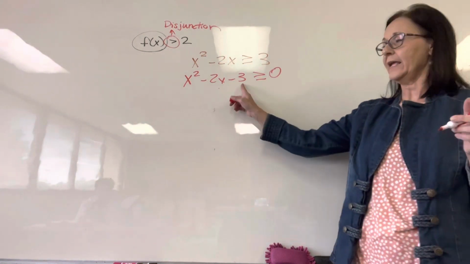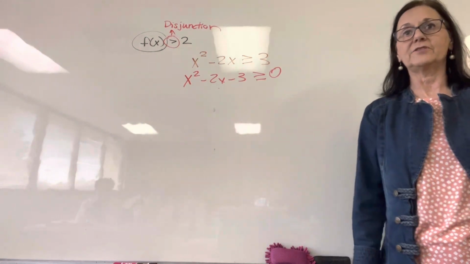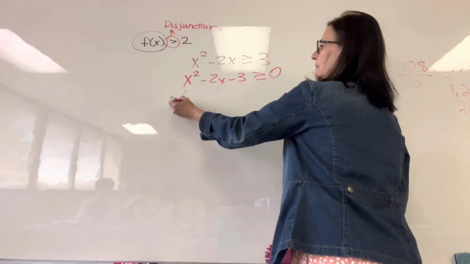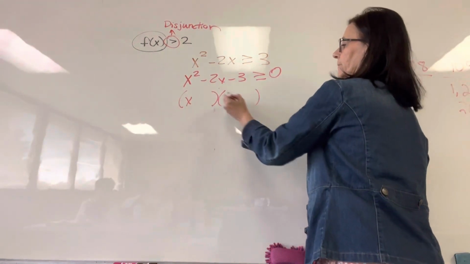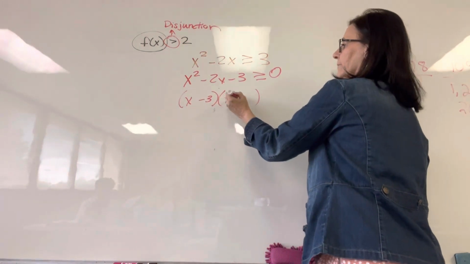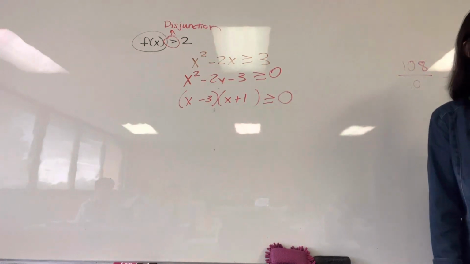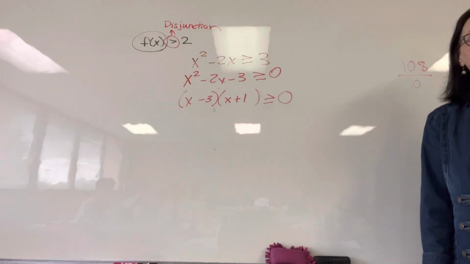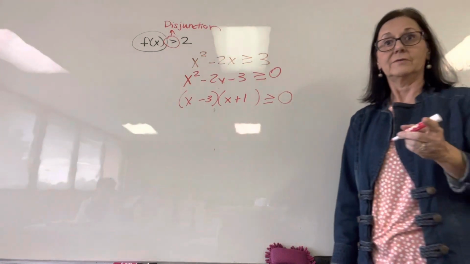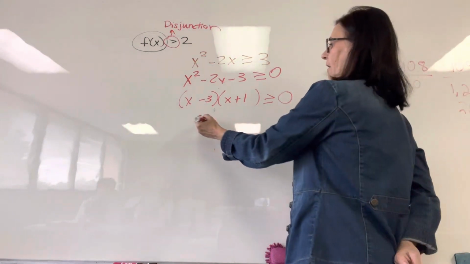Added equals -2. What are those factors? Negative 3, positive 1. x minus 3, x plus 1. What's the next question I ask? What are the zeros? All right, so what are the zeros?